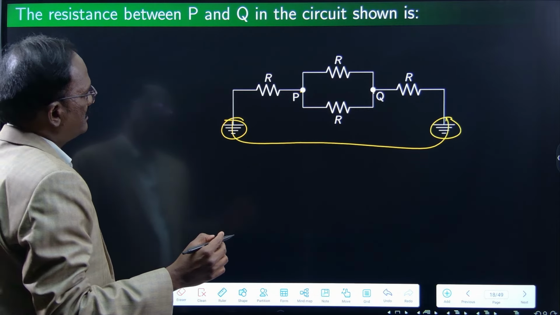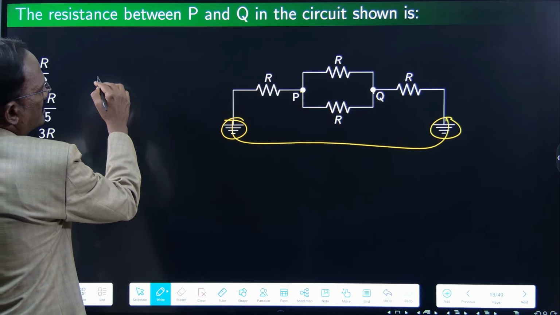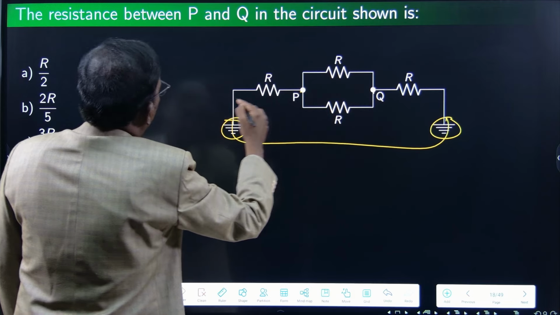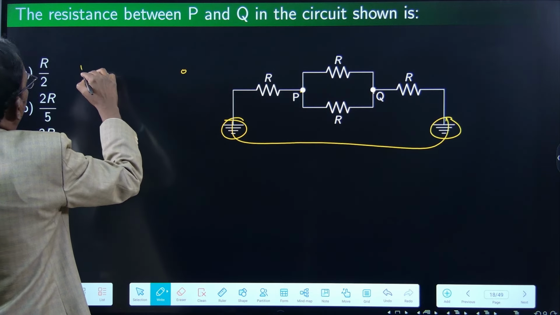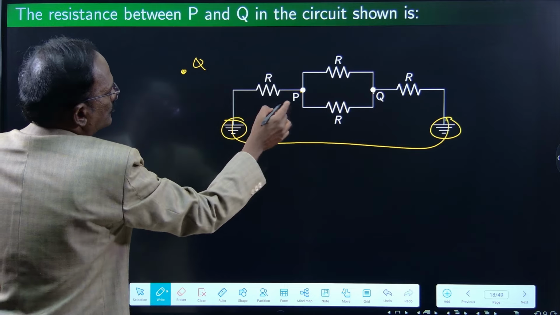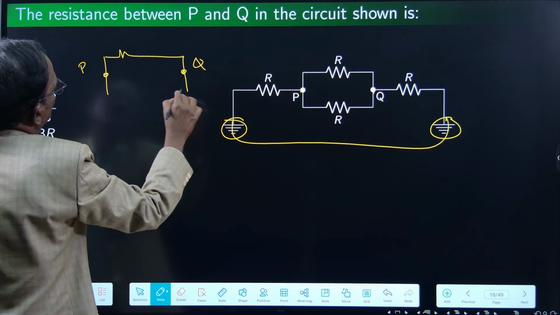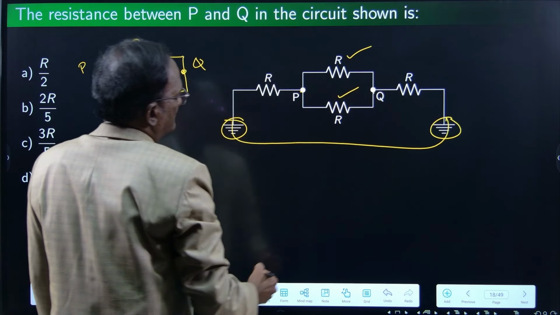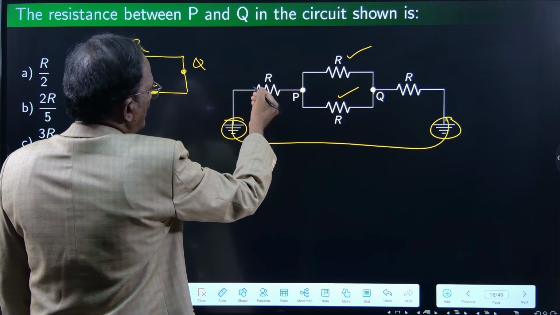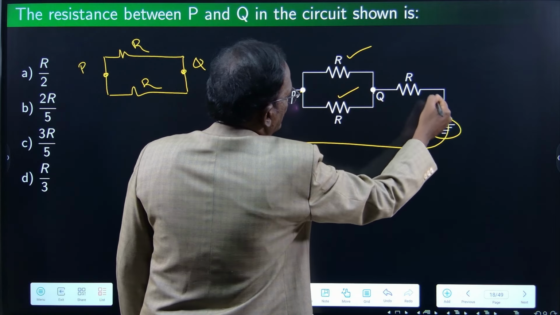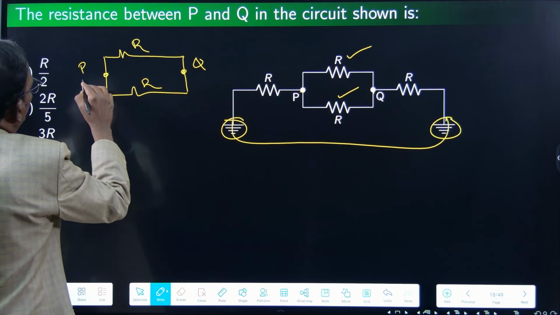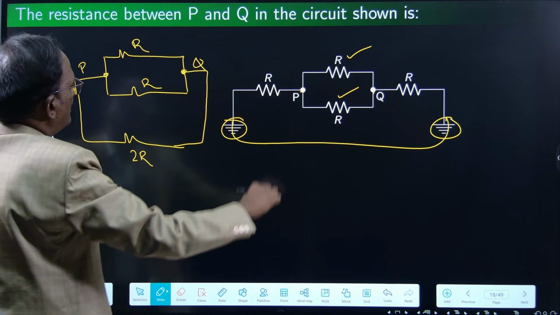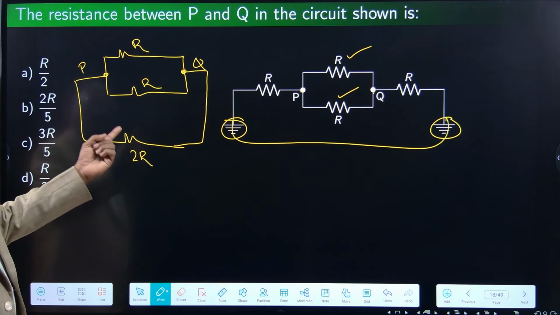Again we have to redraw it. If we redraw this circuit, we will easily find the value of RPQ. That is in the question, between P and Q. First let me draw the two nodes, P and Q. These values I have taken. Between P, this R, then through the same line it is another R and it reaches Q. Actually this is nothing but two resistors in series, R plus R. So between P and Q, R and 2R.